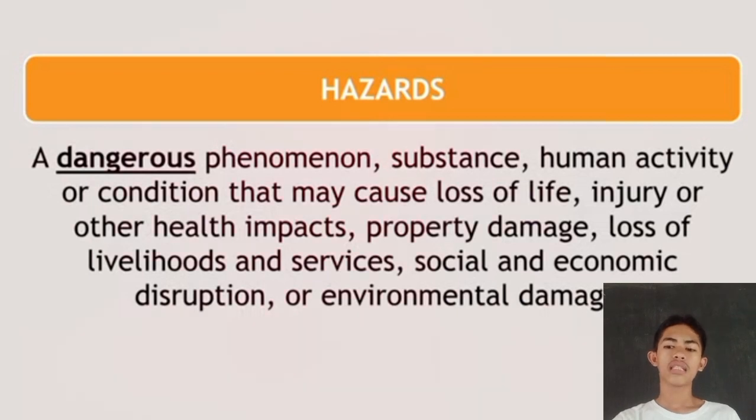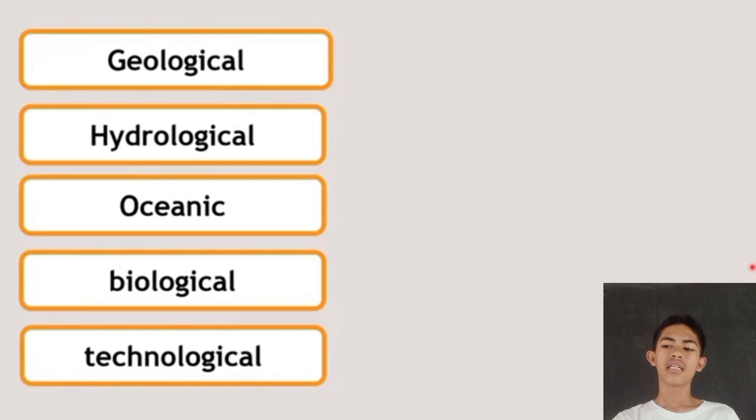We have also different kinds of hazard. The first one is the geological hazard, which means the origin of that hazard is from the earth itself or from the land, followed by the hydrological, which means water contributed to this kind of hazard or this kind of danger. We also have oceanic, which means it came from the ocean or the ocean contributed to this hazard.